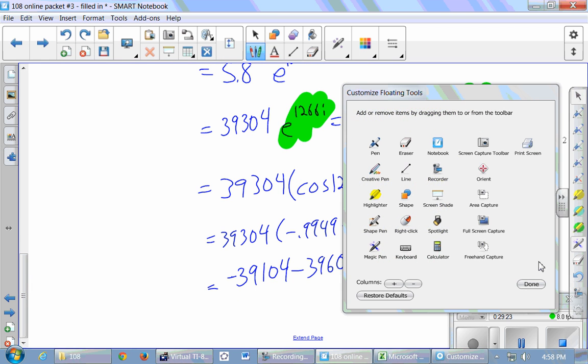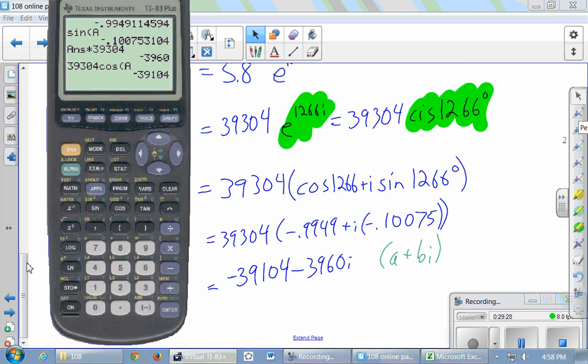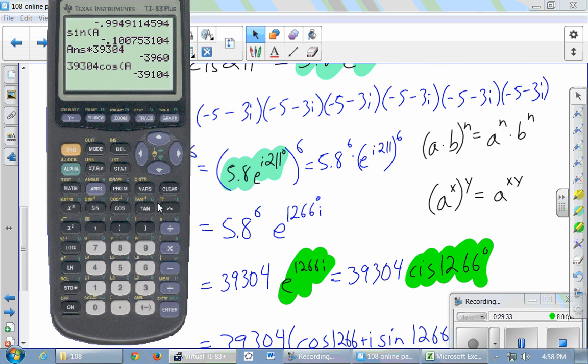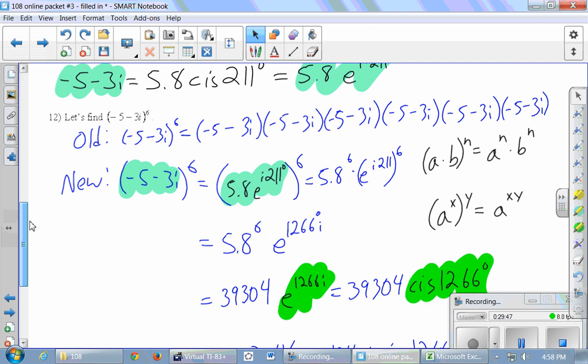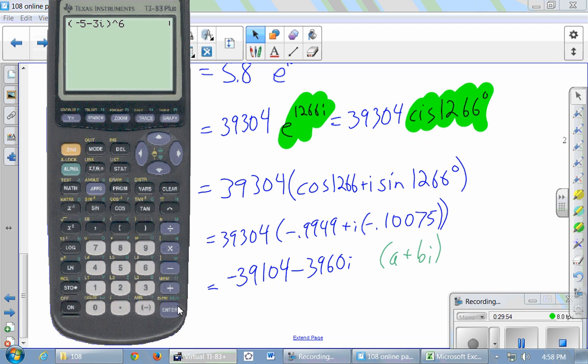Well, I don't know. Let's see what the calculator has to say about that one. So let's go back up to the original problem. -5 minus 3i to the 6th. -5 minus 3i, whole thing raised to the 6th power. Now, I don't want us to be disheartened by what's about to happen, but in a very short amount of time, we're going to get the answer to our problem. Now, the calculator is, I think, doing some kind of massive distributing thing. Let's see what it says here. Negative 39,104 minus 3960i.